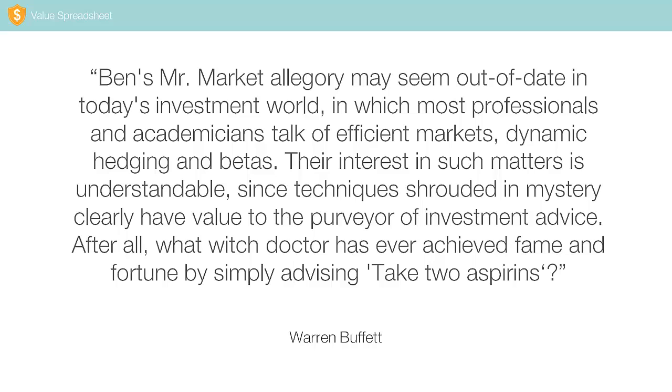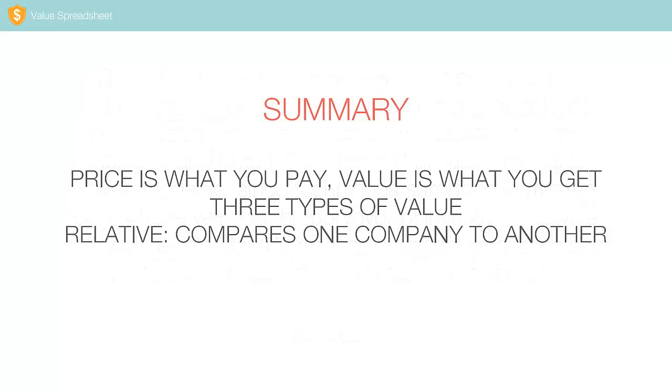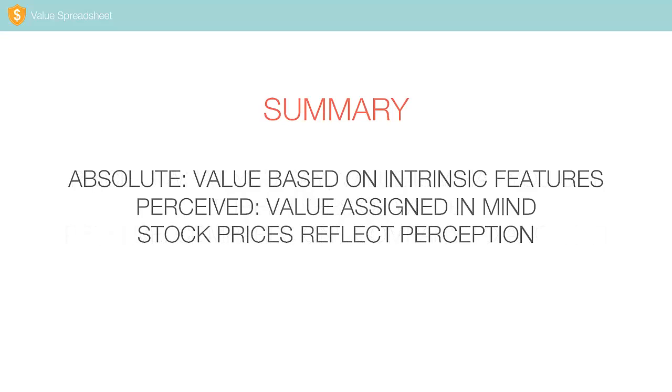So, to summarize, price is what you pay, value is what you get. There are 3 types of value: relative, absolute, and perceived value. Relative value examines what a company is worth compared to its competitors. Absolute value examines what a company is realistically worth based on its performance and the things it owns. Perceived value is the value people assign to something in their head.